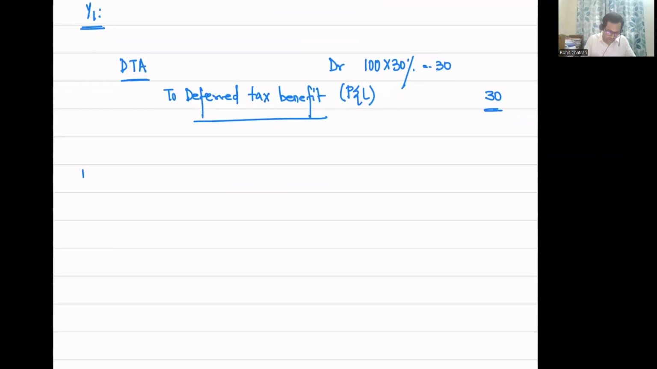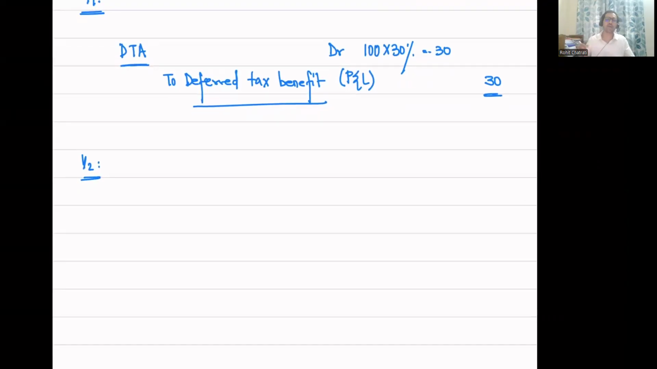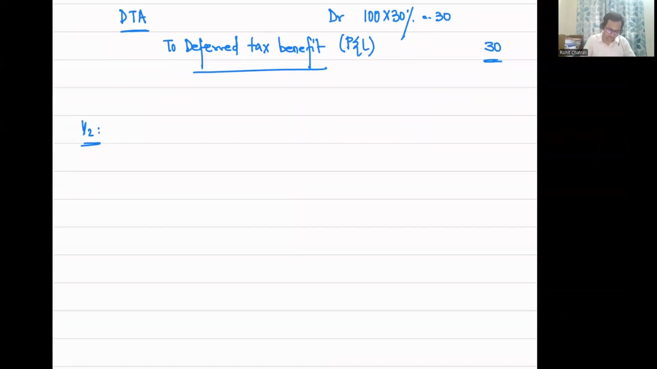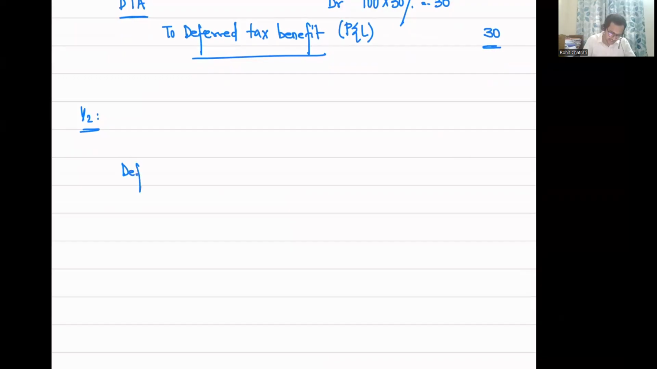Now in year two, upon payment, the expense will actually be allowed as a deduction. Therefore, the journal entry we recorded in year one will actually be reversed out. We are going to reverse out the journal entry by debiting deferred tax expense. Basically, when it is a debit, it's referred to as a deferred tax expense. When it is a credit, it is referred to as deferred tax benefit.